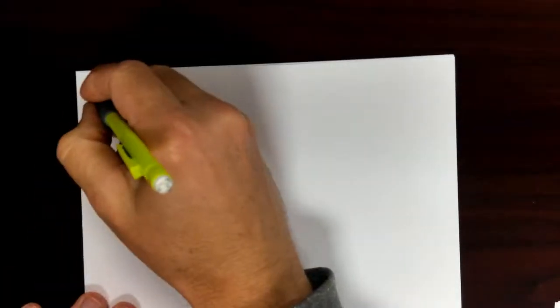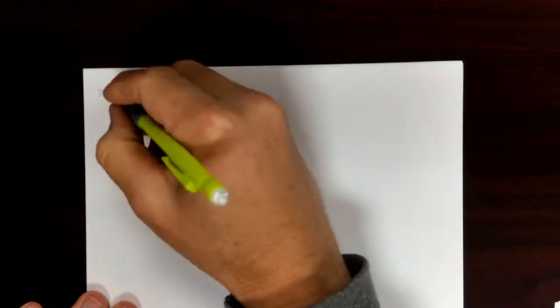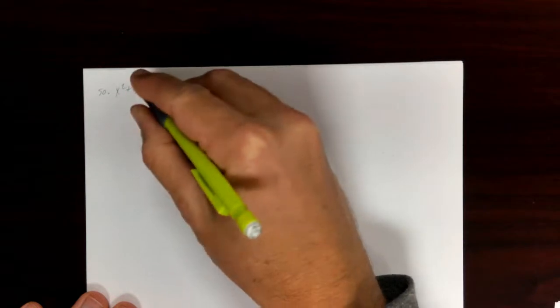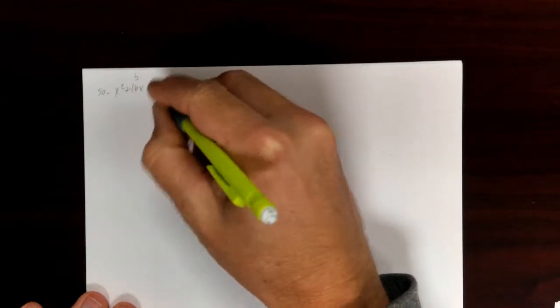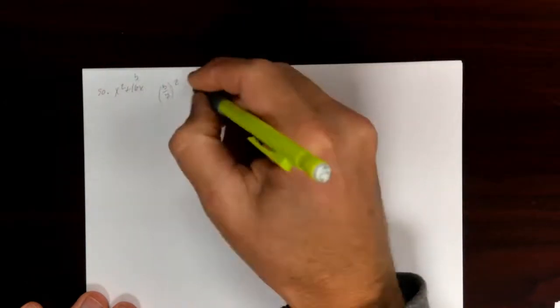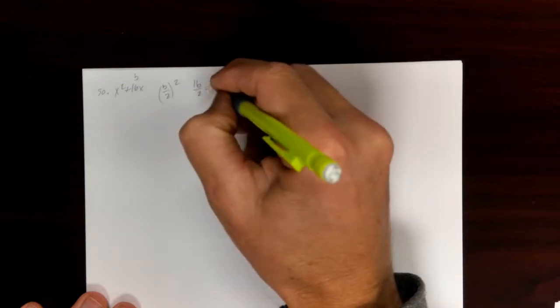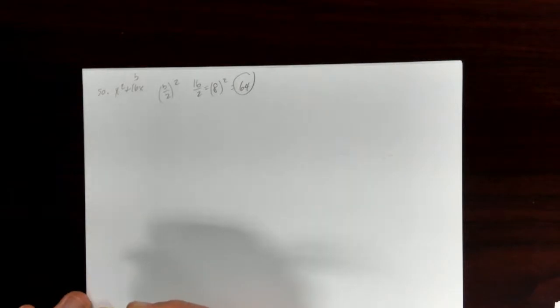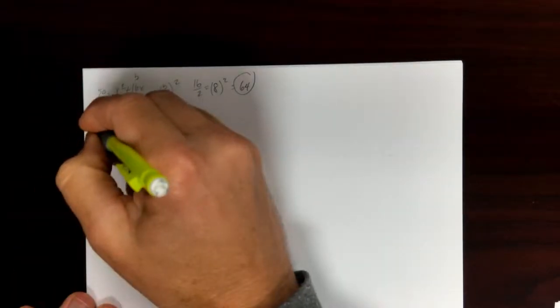Let's go on to number 50. Number 50, okay, we're looking at the value that completes the square. So we have x squared plus 16x. So this is b. In order to complete the square, we're going to take b and divide it by 2 and then square that number. So b, which is 16, divided by 2 is 8. We're going to square that and we get 64. So the number 64 would complete that square and make it a perfect square.